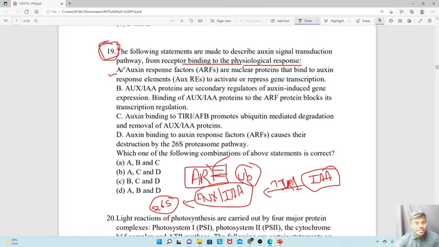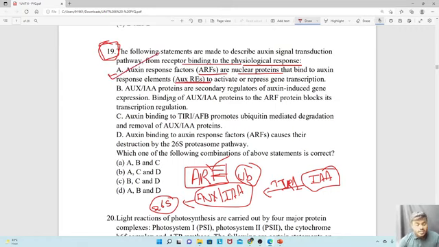Now look into option A. Auxin response factors, ARF, are nuclear proteins that bind to auxin response element. Of course true. Where will the transcription factors associate? Transcription factors associate within the nucleus. What is their function? They are the ones which regulate the transcription of the hormone. Absolutely, statement A is right.